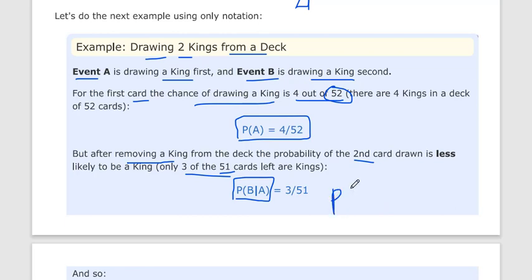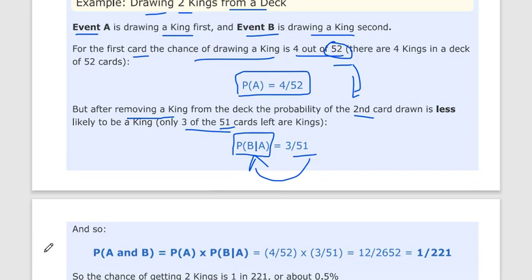Now, if we put the selected card back in the deck, then what is the probability? P of B is equal to 4 by 52. It does not depend on the outcome of the other event if we put the card back in the deck. But here we have removed the first card, so our second card's probability is 3 by 51, and we have to write it like this: B given A has already happened, or B is dependent on A.